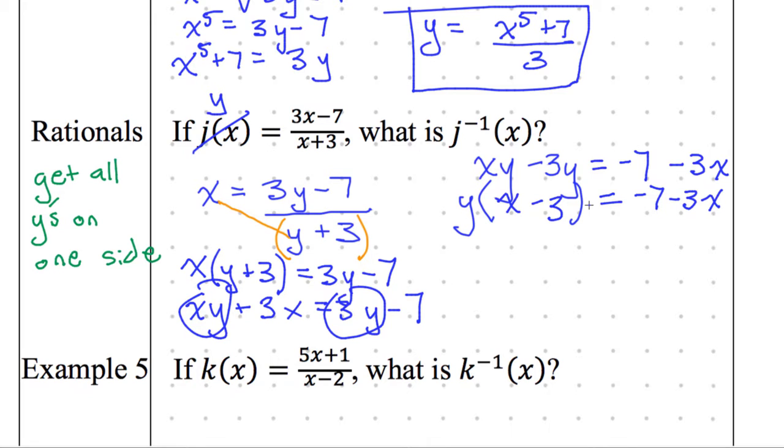Oh, thank you, Mr. Sindel. You saved us. We're back to just one y, one thing that we're trying to solve for. Whew, that was challenging. Now we have this garbage x minus 3. Let's just throw that to the other side as well. Divide both sides by x minus 3. We are left with y is equal to my original stuff on the right-hand side, negative 7 minus 3x. But all of that is being divided by this x minus 3. This x minus 3 is now my denominator.